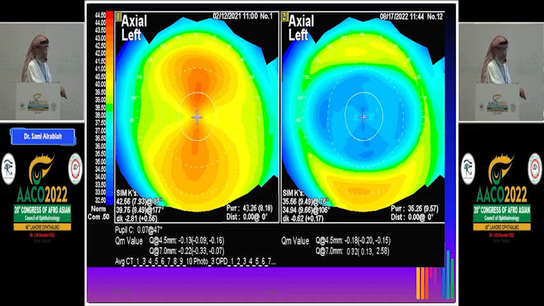Now you expect that patient cannot drive at night. But look here, the Q value, it was minus 13, minus 18, minus 22, plus 32. He can drive at night, he's happy. You corrected 10 degrees with very good quality, not just correction of the amount, very good quality.